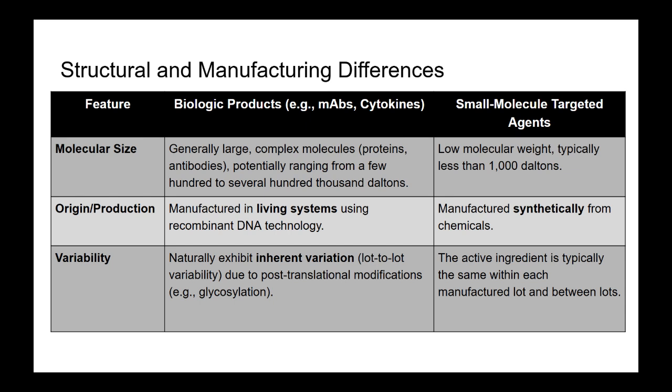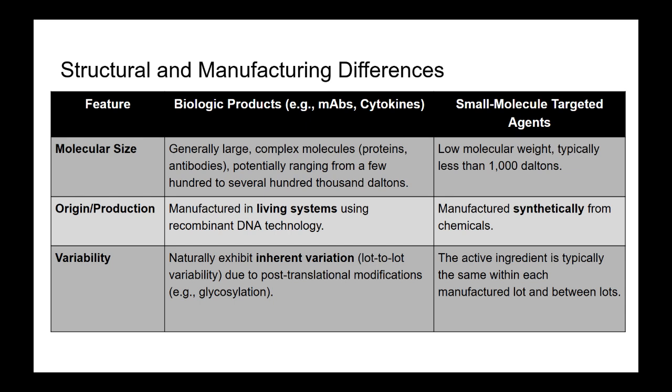This difference is based on various factors, including their molecular structures, origins of manufacture, mechanisms of action, and resulting pharmacokinetic profiles. Understanding these differences is essential for experts in the field, as it influences decisions regarding treatment options and drug development. Biologic products, such as monoclonal antibodies and cytokines, are generally large, complex molecules like proteins, antibodies, and growth factors. They range from a few hundred to several 100,000 Daltons in molecular size.